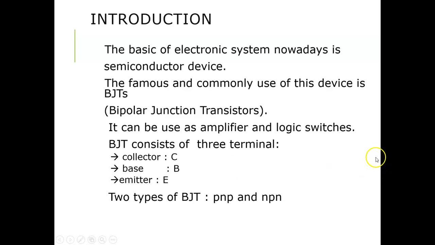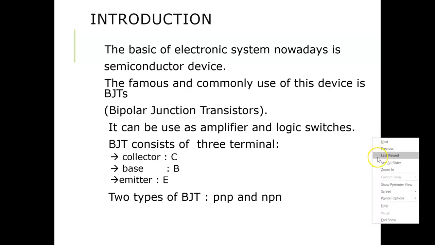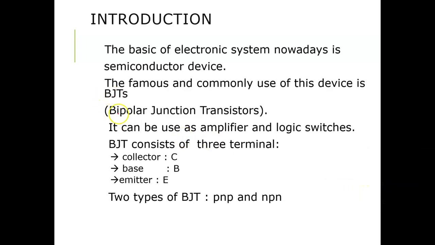What is a BJT? BJT stands for bipolar junction transistor. The first definition you can say is a bipolar junction transistor. Why it is called bipolar is that bi indicates 2. So you will be having a combination of both minority carriers and majority carriers, both taken into consideration. That's the reason it is called a bipolar junction transistor.